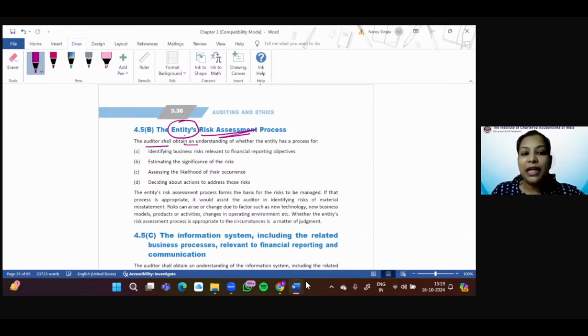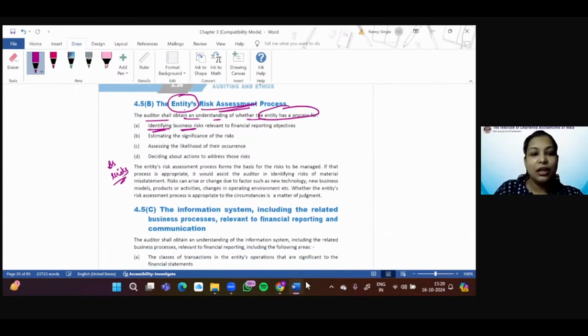So the auditor shall obtain an understanding of whether the entity has a process for identifying business risk. See, what kind of business risks can be there? Certain examples are given. It can be in the form of new technology, new business models, products or activities, changes in operating environment, right? So these are various kinds of business risks. See, if a new technology has come and the entity is not aware of it, versus a situation where the entity has already started working on the new technology and has already started preparing products on it, which is a better situation?